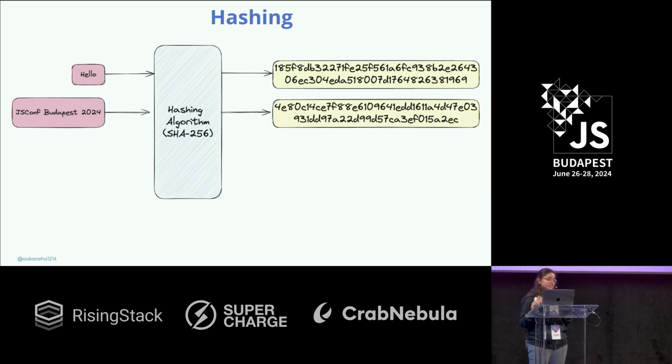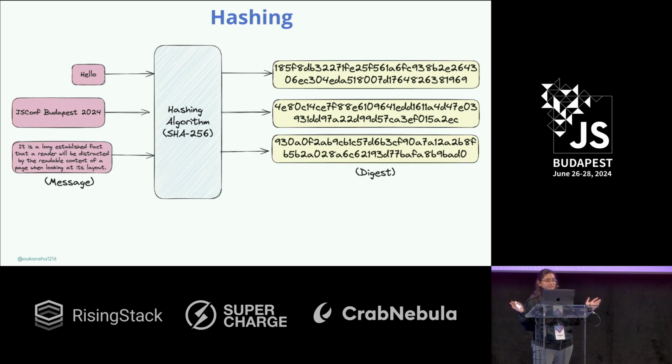You change the string, still the output length is fixed. You take a long multi-line string, still the length of the output is fixed. It's 256 bits. But this process is not reversible. You can never get the original message from the digest. So keeping this in mind, this is basically hashing.